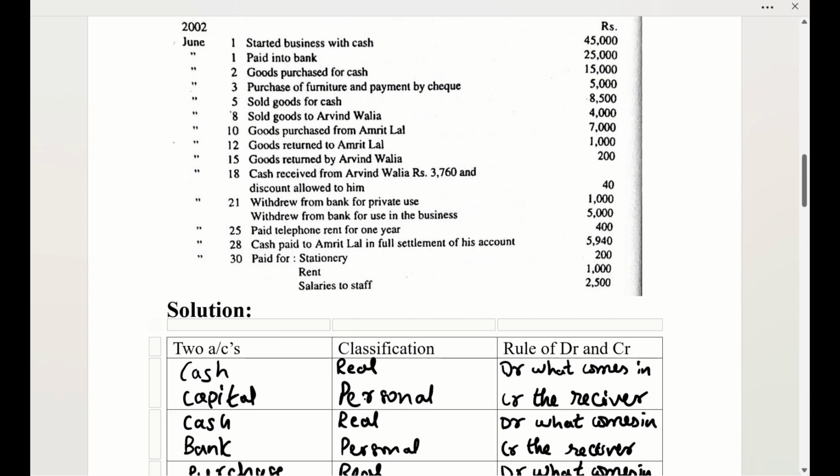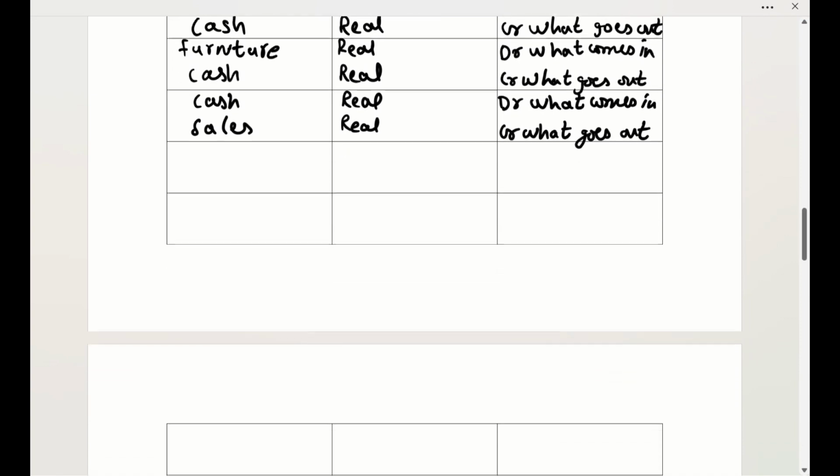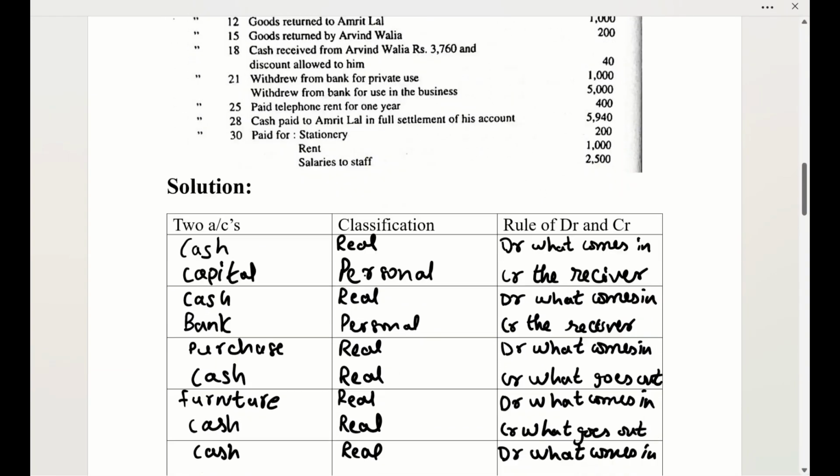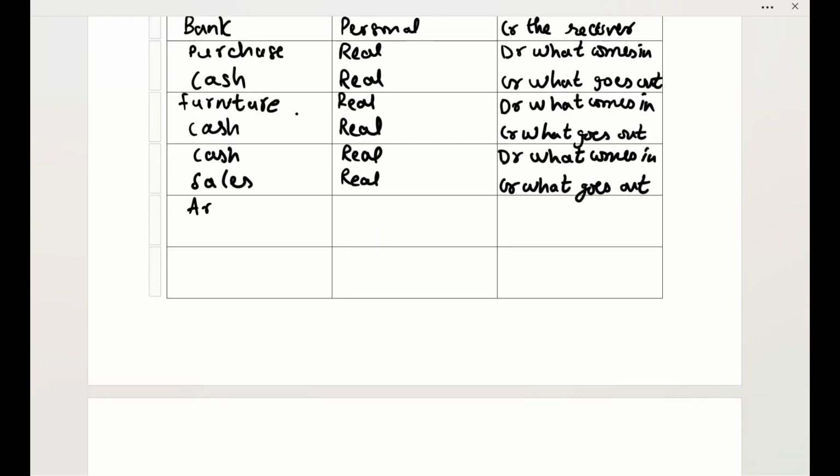Next entry we have sold goods to Arvind. Before, we had sold goods for cash. That's why we wrote cash. It is a cash transaction. Now we have sold goods to Arvind. It is a credit transaction. So here, instead of cash, we will write Arvind, as well as sales. Arvind is a personal account because he is a person, and sales is a real account.